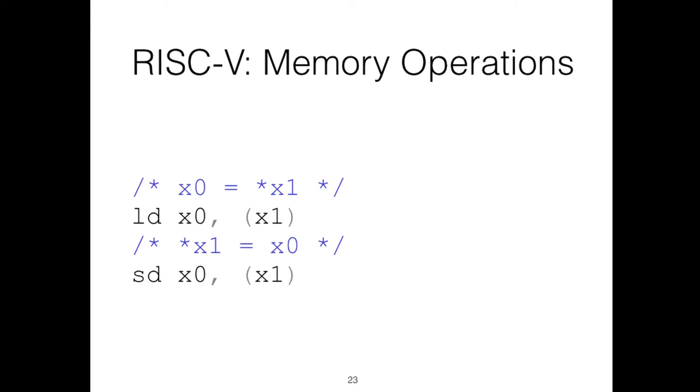In terms of memory operations, as I said, it's a load store architecture. This is the syntax: LD for load and SD for store. If you're going to load the value pointed to by X1 into X0, that's how you do it. And this will store the word in X0 out to the memory location pointed to by X1. So it looks pretty standard. If you're doing any ARM programming or MIPS programming, it looks pretty similar.